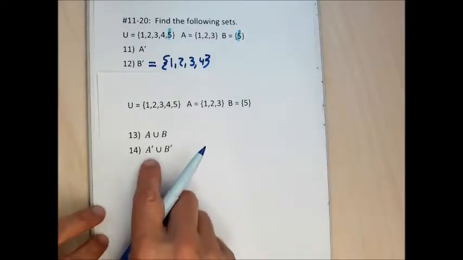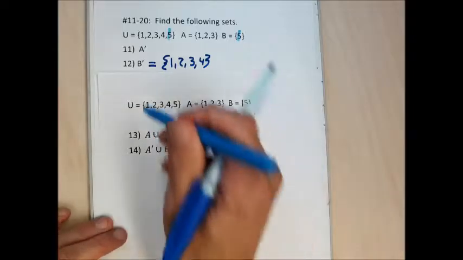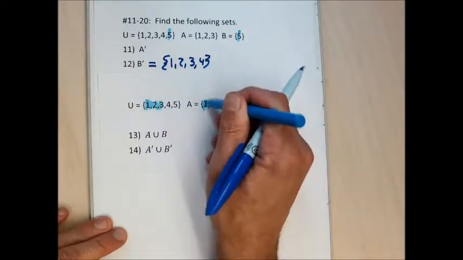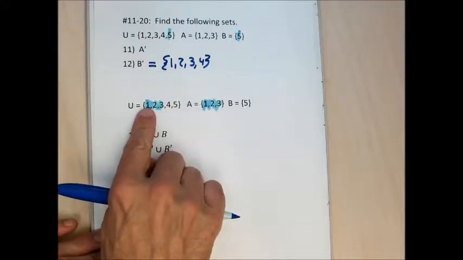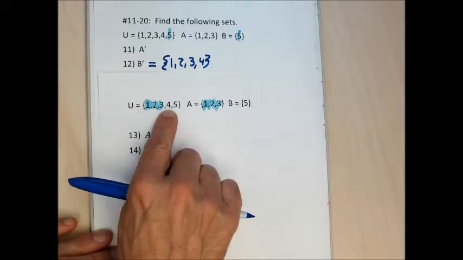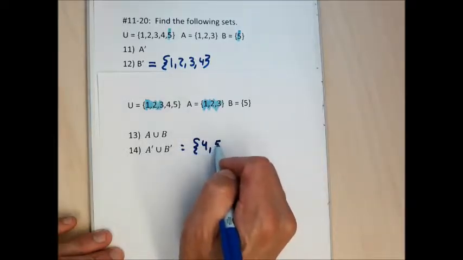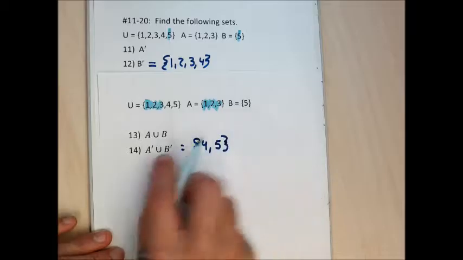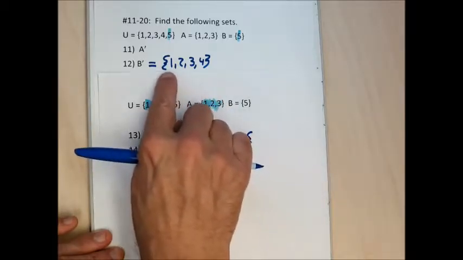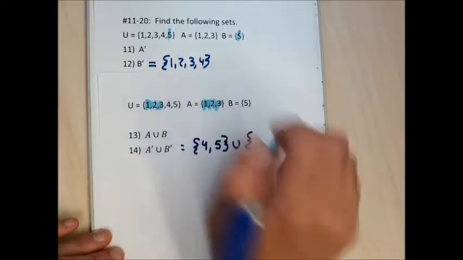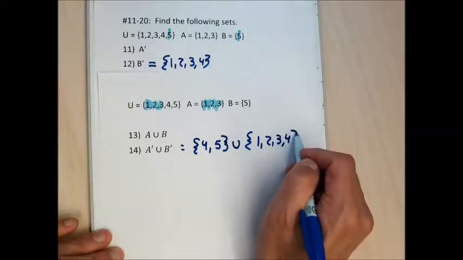When I go to do problem 14, I need to do A complement union B complement. I need to first figure out what A complement is. To figure out what A complement is, I take the 3 elements in set A, remove them from the universal set. I'm left with 4 and 5. That's what A complement is. A complement is the set that contains the numbers 4 and 5. I'm going to leave my union symbol. And then after my union symbol, I'm going to write B complement. And I just figured out B complement is the set that contains the numbers 1, 2, 3, and 4.